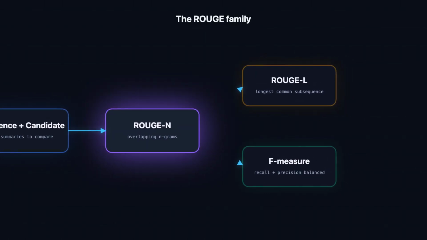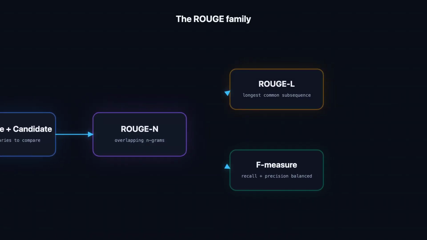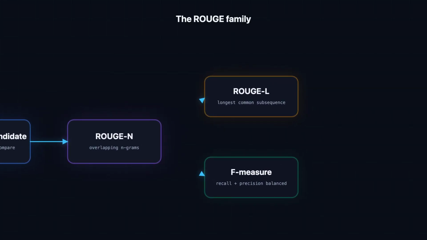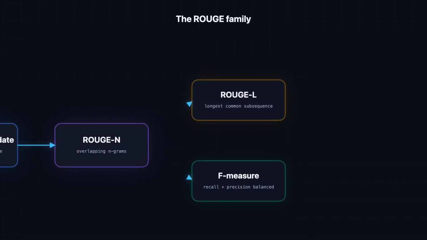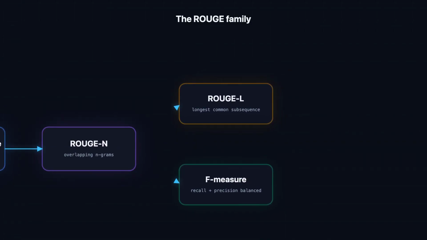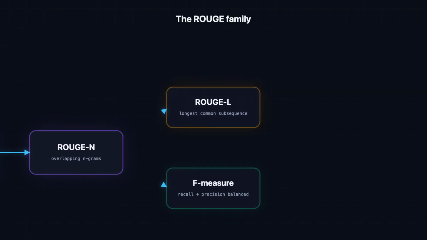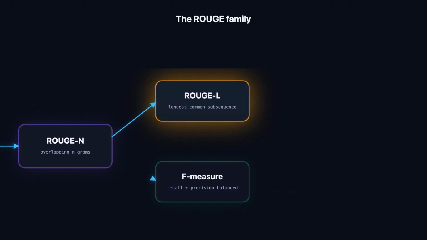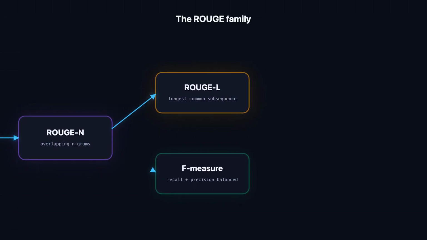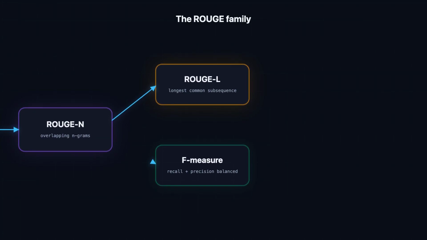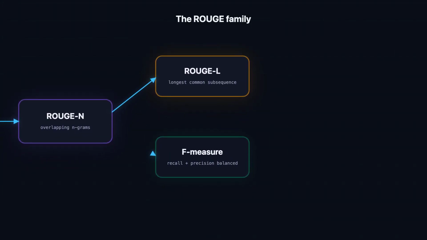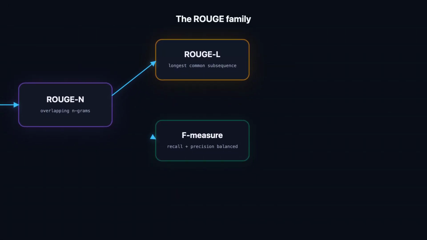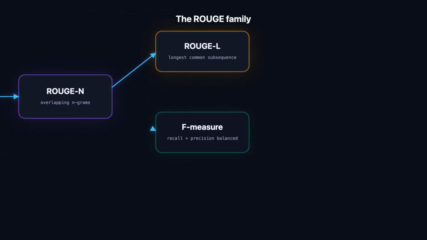The first variant is Rouge N, which counts overlapping n-grams. Rouge 1 looks at single words. Rouge 2 looks at word pairs. It simply asks how many of the reference's n-grams also show up in your candidate, then reports that as recall. The second variant is Rouge L, and it uses the longest common subsequence. Instead of demanding contiguous matches, it rewards words that appear in the same order even with gaps between them. That captures sentence-level structure without punishing you for small insertions.